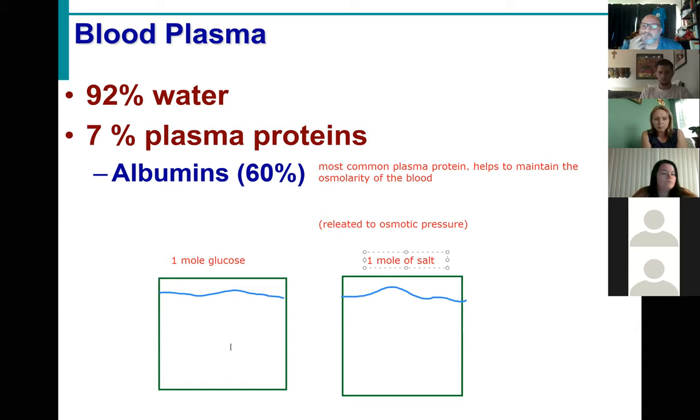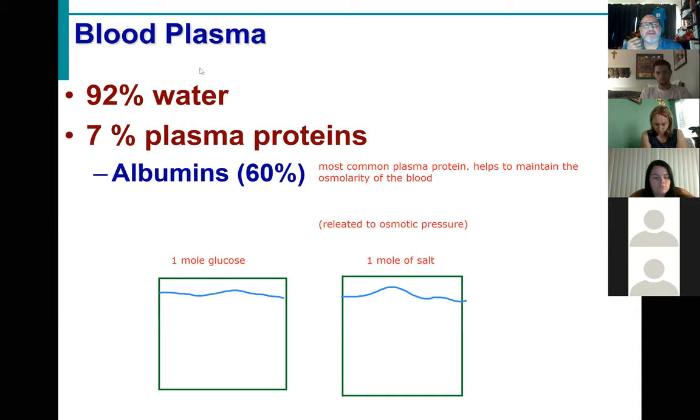No. Why do you say no, Alex? Salt attracts water more so than glucose. True, but they both have the same amount of water in them. It's a different chemical compound. True, they are different chemical compounds. Okay, well, let me do this instead then.